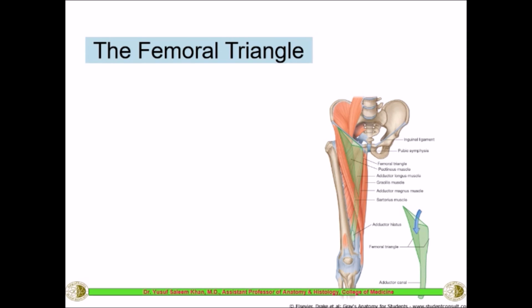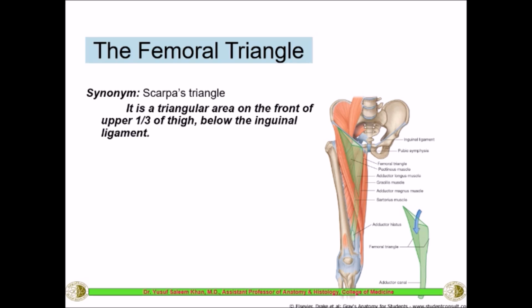Now let's discuss the femoral triangle. This is also called the Scarpa's triangle. This is the triangle present in front of the upper 1/3 of the thigh below the inguinal ligament. If you see in this picture, this is the inguinal ligament present here, and just below this inguinal ligament is a triangle. This is called the femoral triangle. So this is present in the upper 1/3 of the front of the thigh.